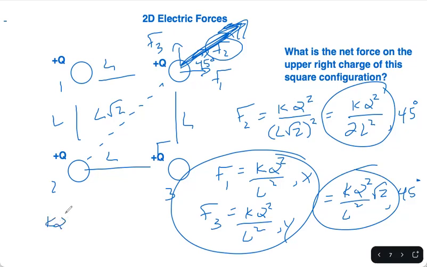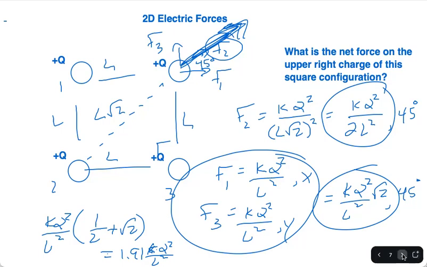So I'm going to add these 2 together because they're going in the same direction. So it's going to be KQ squared over L squared, and I'm factoring out the 1/2 and the square root of 2. So plug that into a calculator, and the final answer here is going to be about 1.91 KQ squared over L squared. So make sure to go back and watch that again. There's a lot of information dealing with actual vectors that aren't just X and Y. So symmetry plays a factor.